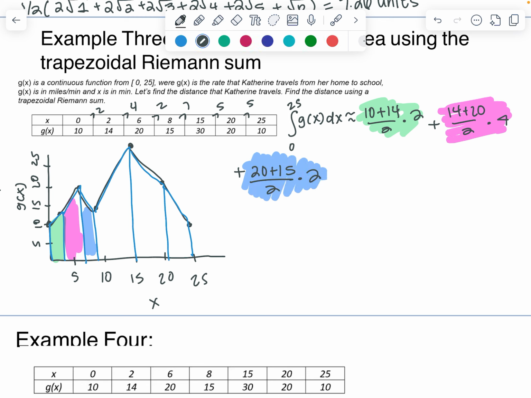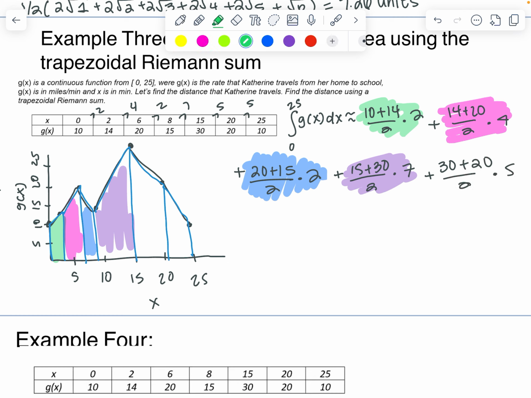And feel free to write these out if you feel like you got them. You don't have to wait around for me. Next one is 15 and 30, divided by 2 because that's the trapezoid formula, and then the height was 7. I'm getting that from my table. Next is going to be 30 plus 20 all over 2 times 5, and that is this guy. And then one more, because I have 6, it's going to be 20 plus 10 over 2 times 5. And that is this one.